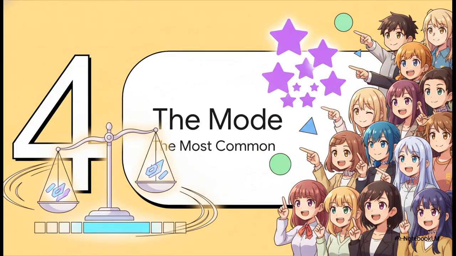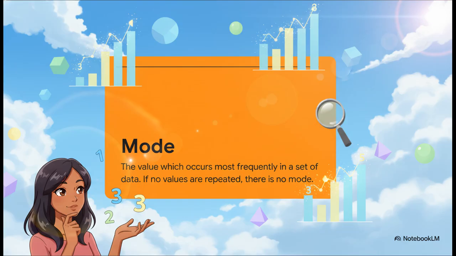All right, so we've got the mean, which balances everything, and the median, which finds the true middle. Our third tool, the mode, comes at this from a totally different angle. It asks a much simpler question. Which number shows up the most? The mode is just the most popular kid in the class. It's the value that appears more often than any other.